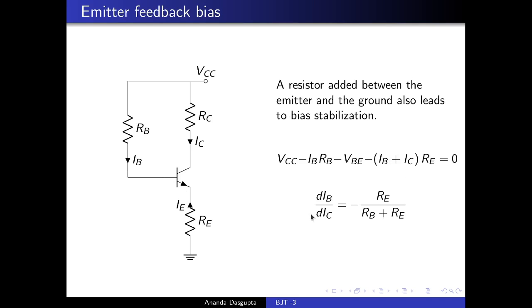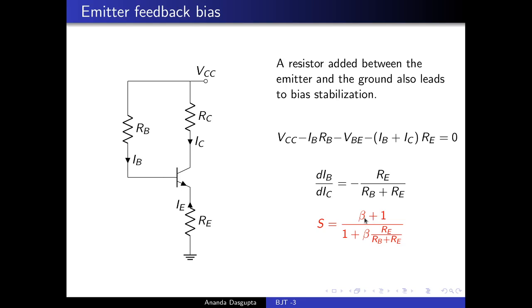So you can easily calculate dIB/dIC from here, which works out to be this, and this tells us what the stability factor is. The stability factor, just like in the collector to base bias, is an improved value over beta plus 1. It's a much smaller value than beta plus 1 because of this factor.